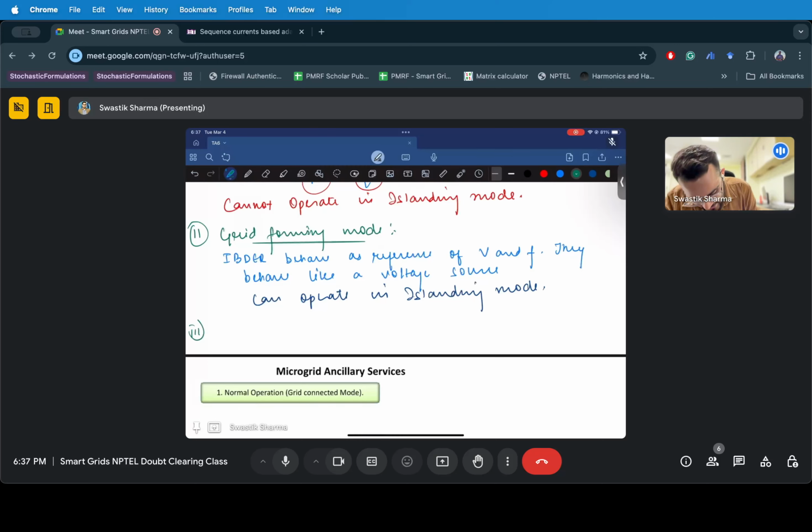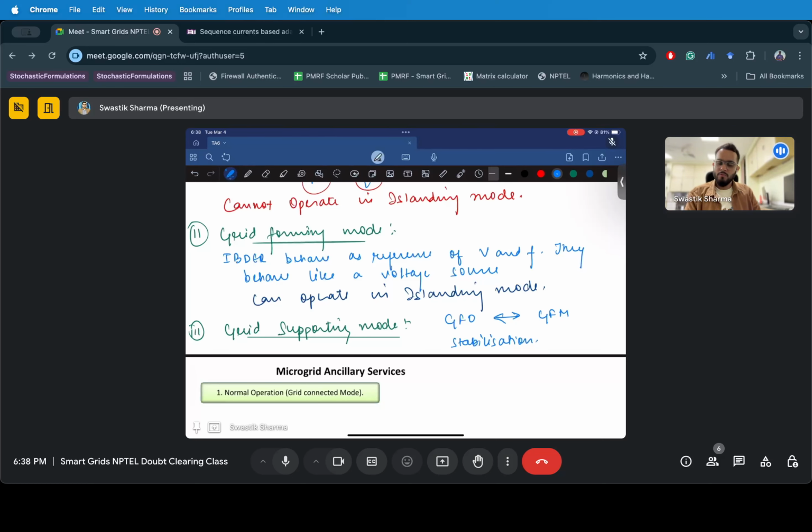Then you have a third mode, which is called grid supporting mode. In grid supporting mode, as the name suggests, they can shift between grid following mode and grid forming mode, so that they can help the grid in stabilization. Okay. So let's say something happened and your grid forming converter, which was meant to be the primary grid forming, is not working, then your grid supporting converters can work.